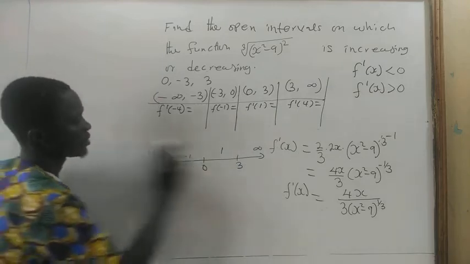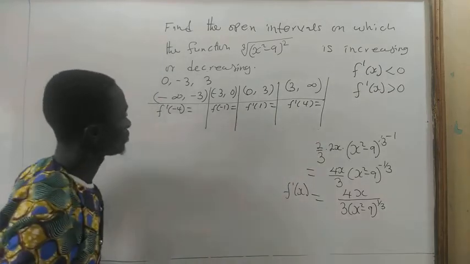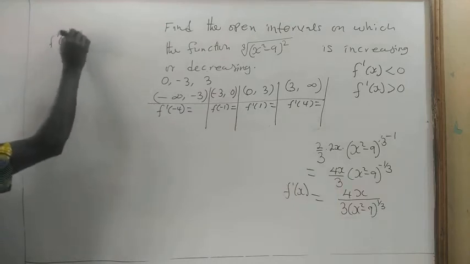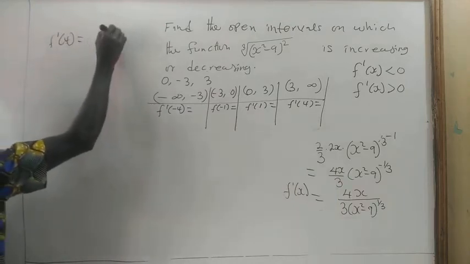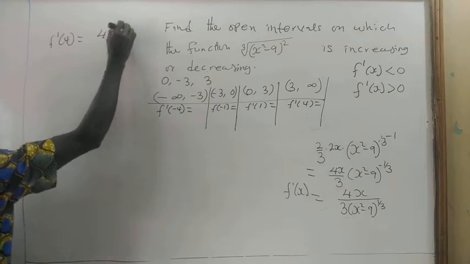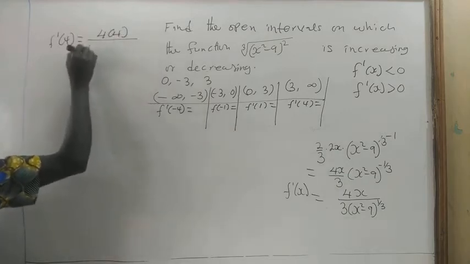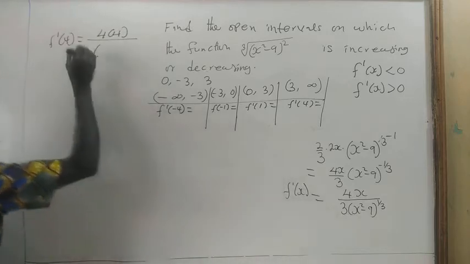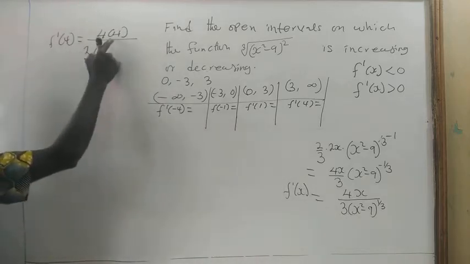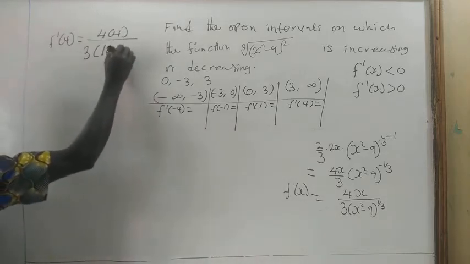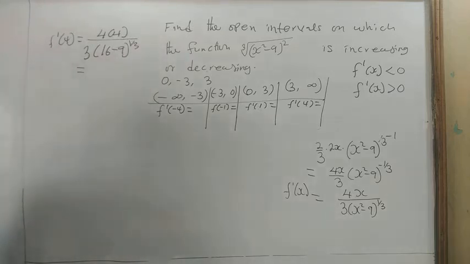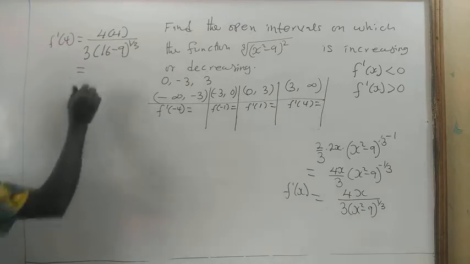Okay, so let's test the values. We have f prime of 4 to be equal to 4 times 4 divided by 3 times 4 squared, that is 16, minus 9, the power 1 out of 3. And what are we going to get? We are going to get positive.